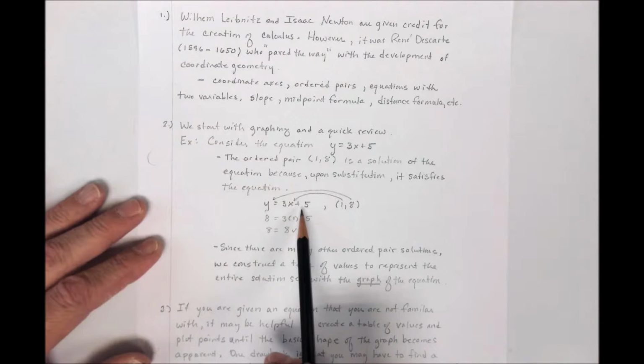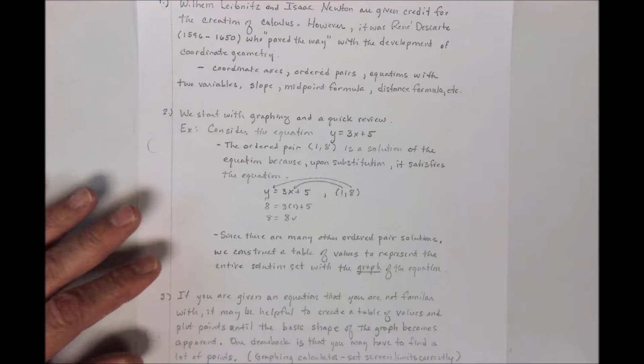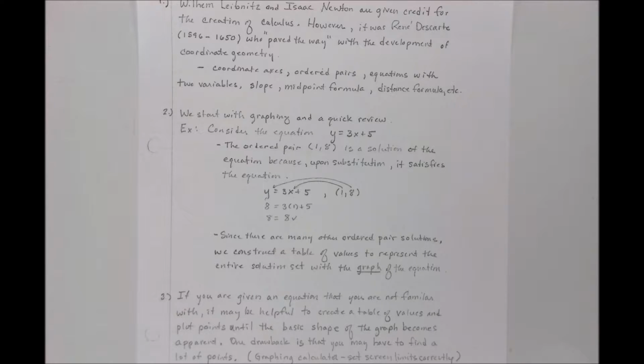Now, this was an easy equation. We've had this before. But if you're given an equation that maybe you're not as familiar with, creating a table of values and plotting points is key, because you may not know what the shape of the graph actually is. You can get a decent idea of the basic shape of the graph by plotting; the drawback is plotting a lot of points.